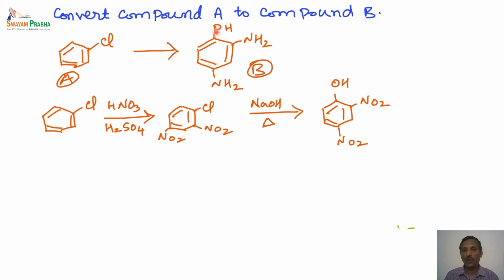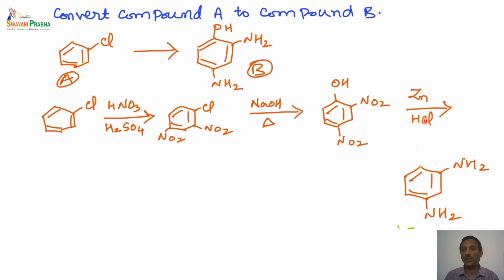We have first introduced the OH here. So now the nitro has to be converted to the corresponding amino derivative. So the simplest thing is to reduce the nitro group. But what reduction we can use?